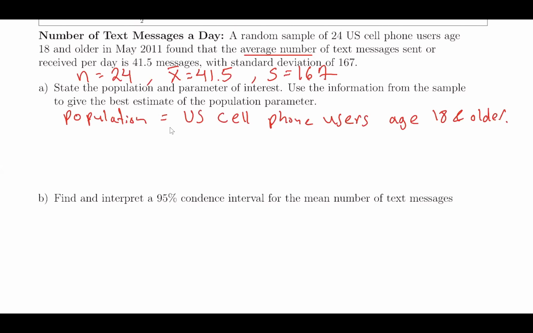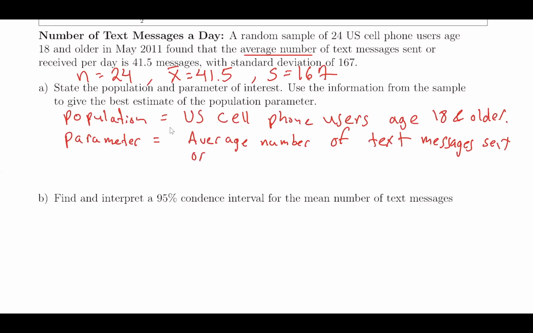If you look at it, they're looking for the parameter. The parameter that they're looking for is the average number of text messages sent or received per day. So that's the parameter, the numerical value that we're trying to attain: the average number of text messages sent or received per day.